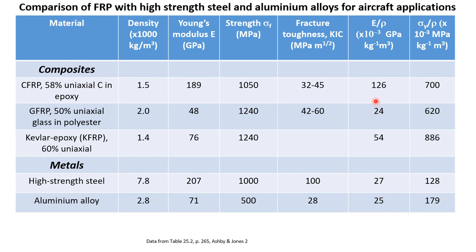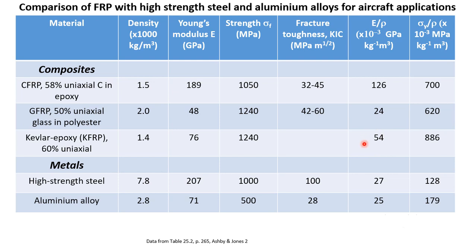Among other composites, glass fiber reinforced composite is not very good in that sense because the density is high for this material, and also the stiffness is quite low. In fact, lowest among all the materials here. So therefore, glass fiber reinforced composite will not be considered as a stiff and light material, and that's the reason why glass fiber composites are not used for aircraft applications.